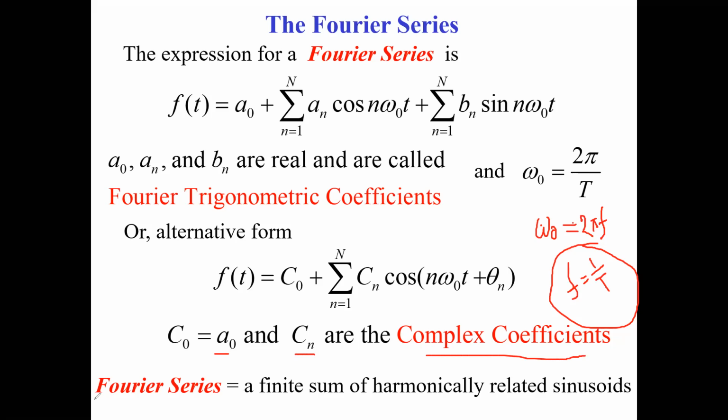So the Fourier series is a sum of harmonically related sinusoids. Both are sinusoidal signals. So if we add several sinusoidal signals, then we can get the Fourier series. So that is the main expression of the Fourier series. Okay, let us go to the next.